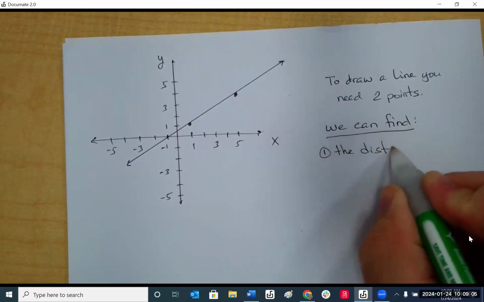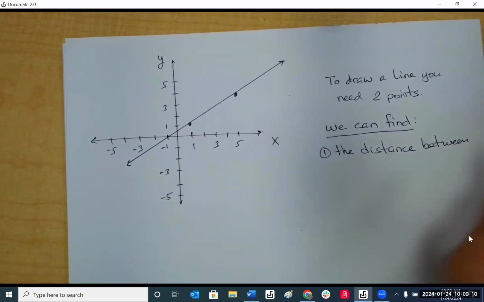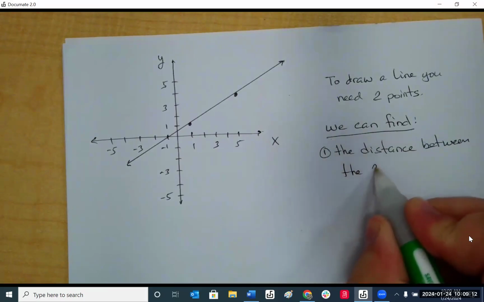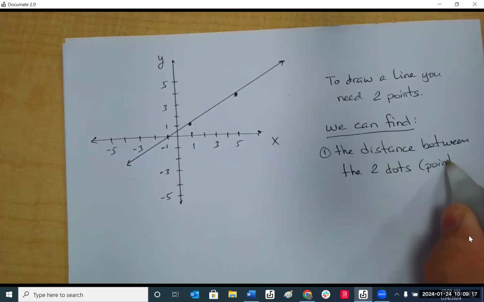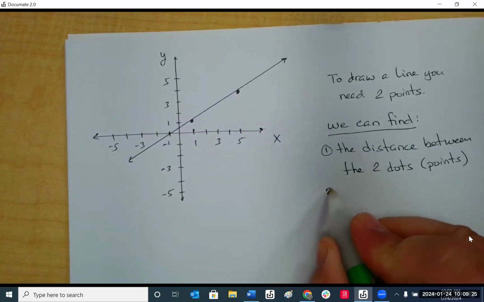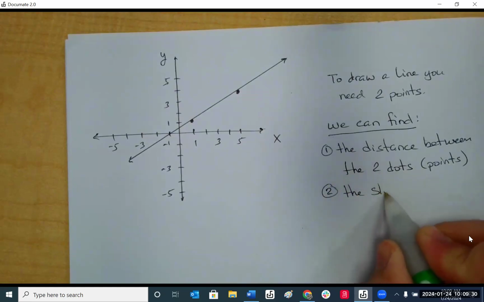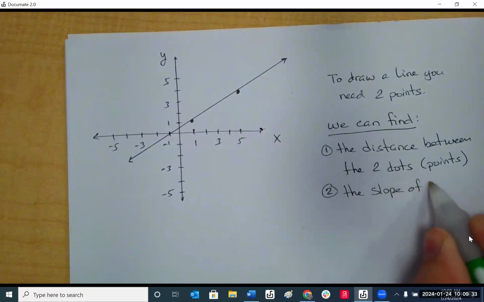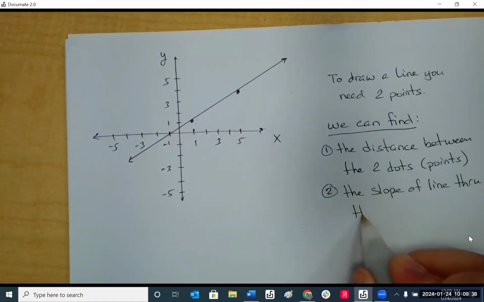We could find the distance between the 2 dots. What else can we do? We could find the slope of the line through the 2 dots.